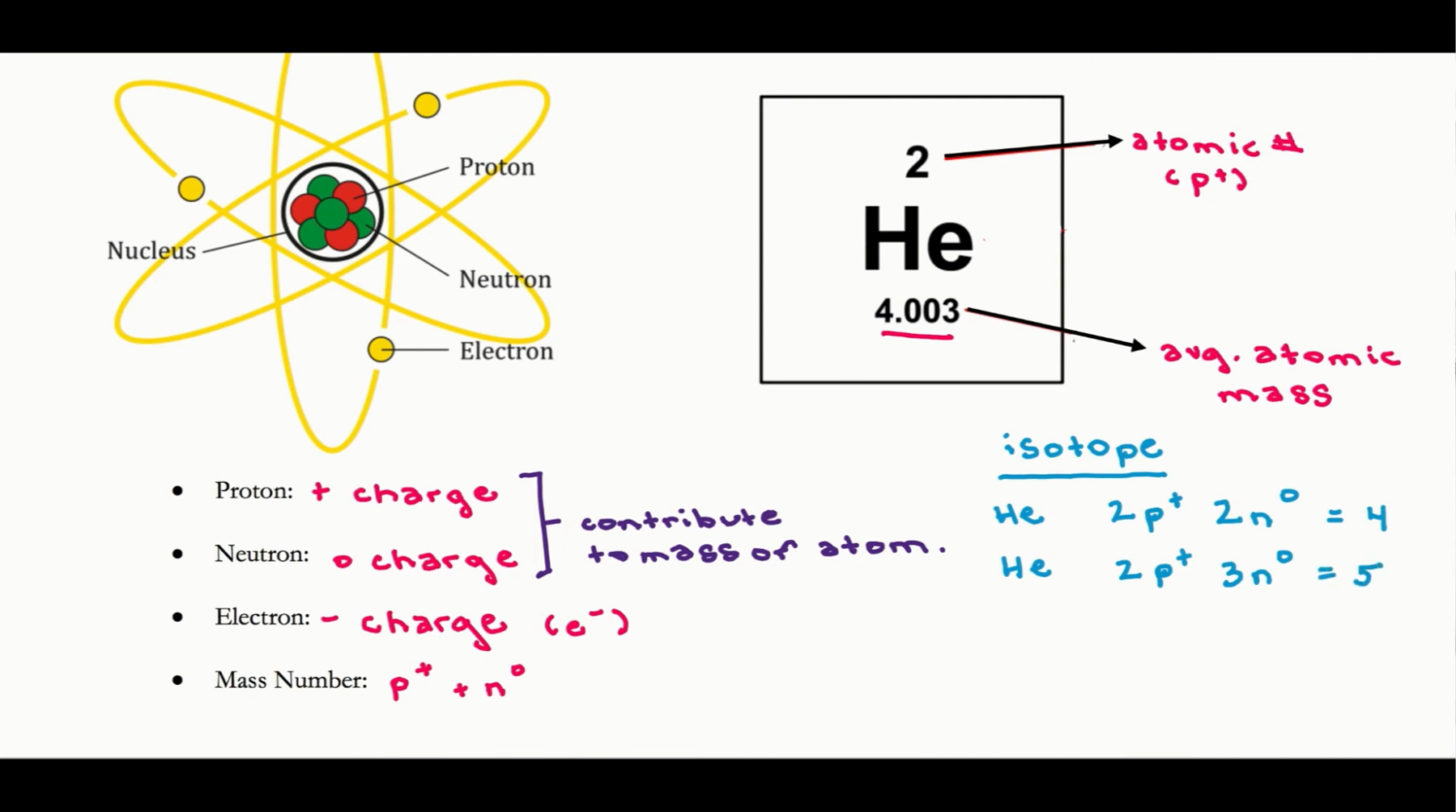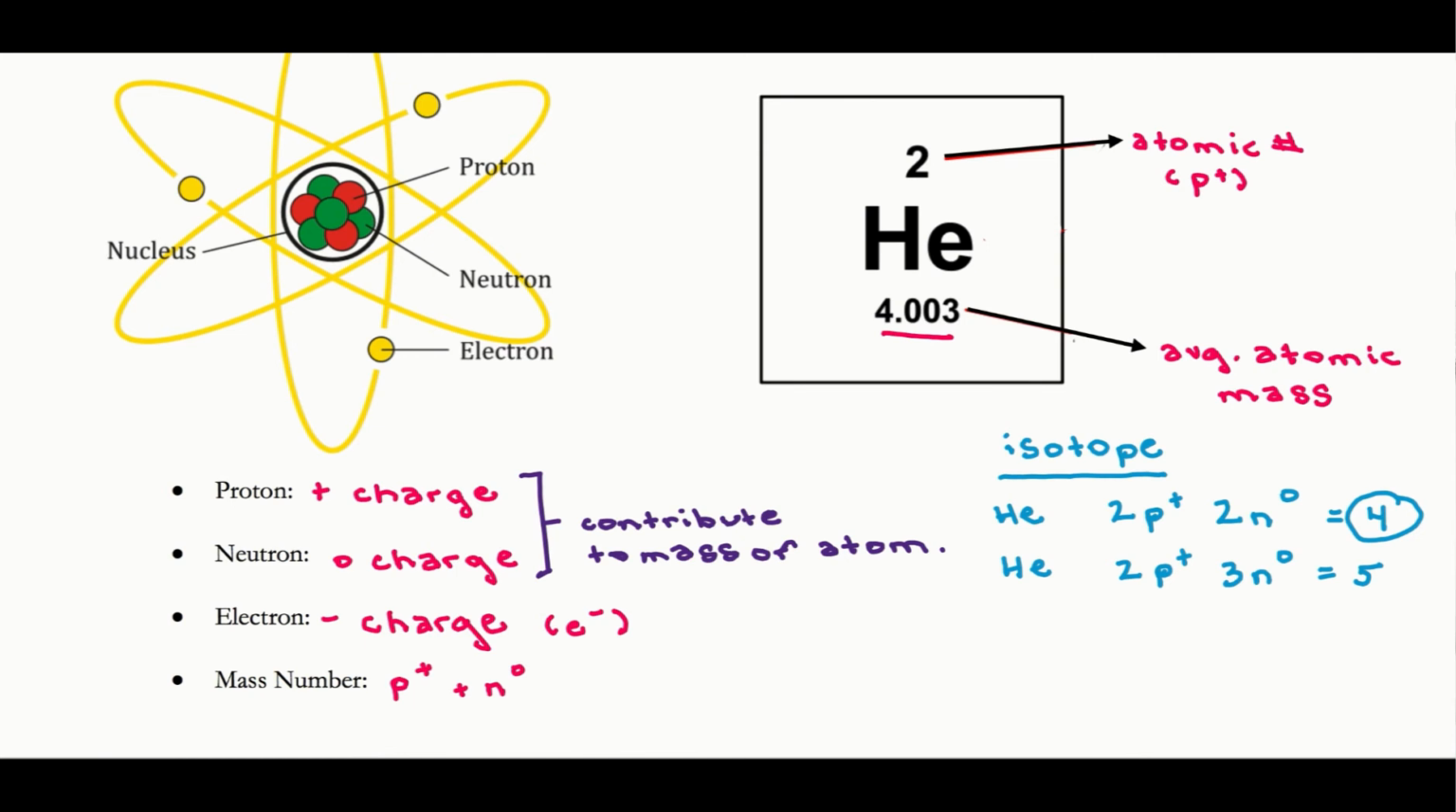To determine the average atomic mass, we'll learn this in another section, but what you actually do is you average the abundance of these different isotopes in order to determine the average mass. So it's the average of the different mass numbers. So clearly, looking at this average atomic mass here, 4.003, that tells me that the most abundant isotope of helium is going to be helium that has a mass number of 4, because 4.003 is closest to 4.